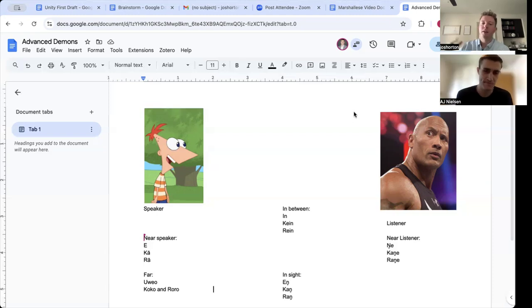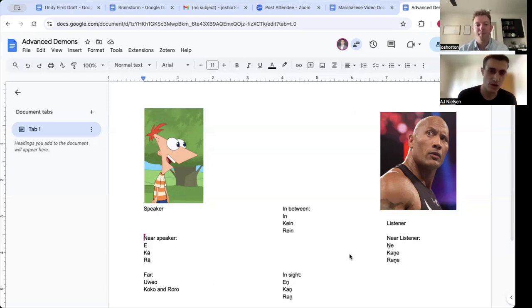Awesome. And if Phineas is talking about something in sight of both of them, not necessarily in between them, not really near either of them, but just in sight, then we would use the in-sight ones: en, kan, and ran. En is singular for people and things. Kan is plural for things. Ran is plural for people.